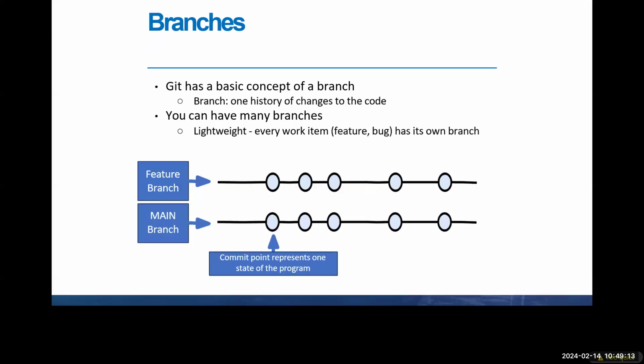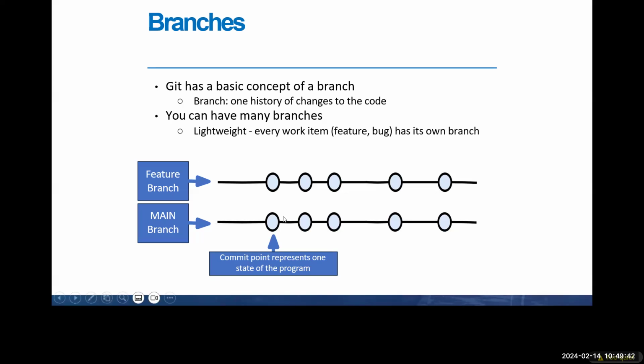Now, let's start with the branch. Git has a basic concept of a branch. A branch is one history of changes to the code. You can have many branches, meaning you can have many changes to your code, and for each change, you have a new branch. Branches are lightweight. Every work item, feature, or bug has its own branch.